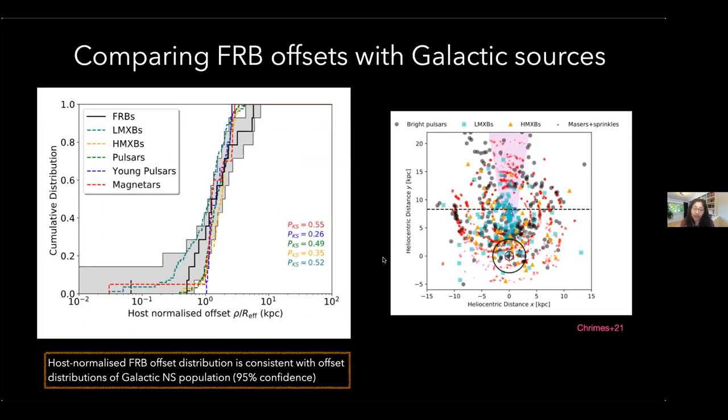Okay, so looking into our own galaxy and following the work of Trimes et al., we compare the host normalized offset distributions of a larger sample of FRBs than Trimes in their host with our galactic sources in our own Milky Way. So with our KS test, we couldn't reject the null hypothesis that these are drawn from the same underlying distributions, meaning they were consistent with that of FRBs with a confidence of 95%.